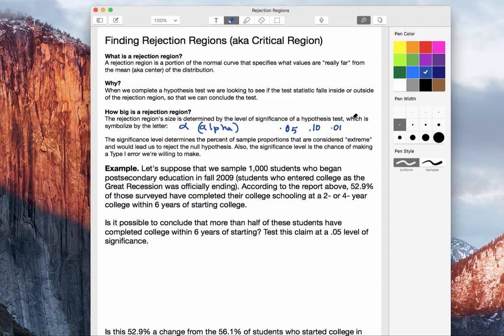I'm using the same example from another video. Let's suppose we sample 1,000 students who began post-secondary education in fall 2009, right around the ending of the Great Recession. According to the report above, which I did not link to, 52.9% of those surveyed have completed their college schooling at a 2 or 4 year college within 6 years of starting college. So in other words, just over half of these students have actually finished their school in 6 years. Is it possible to conclude that more than half of these students have completed college within 6 years of starting? Test the claim at the 5% level of significance.